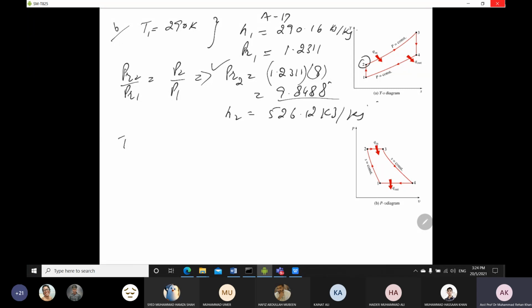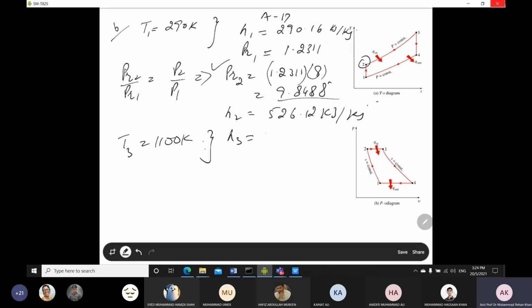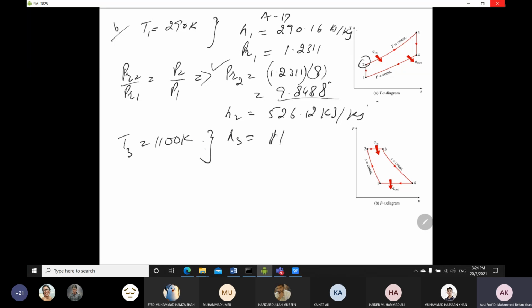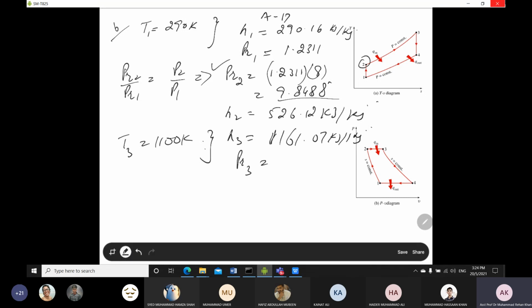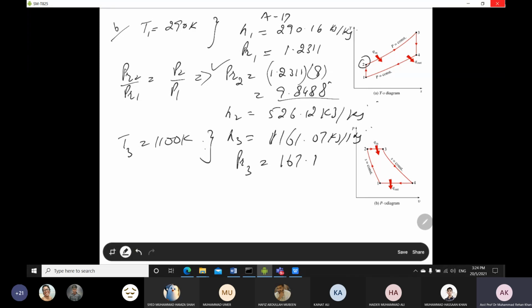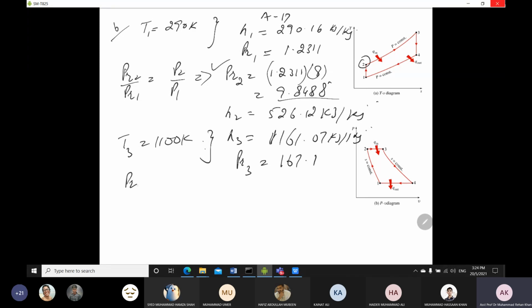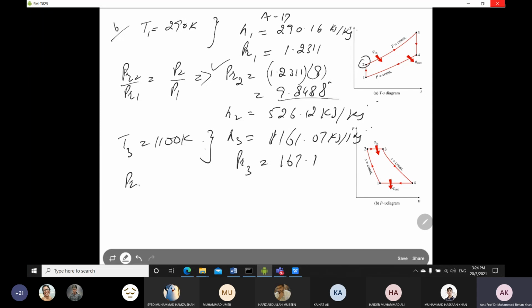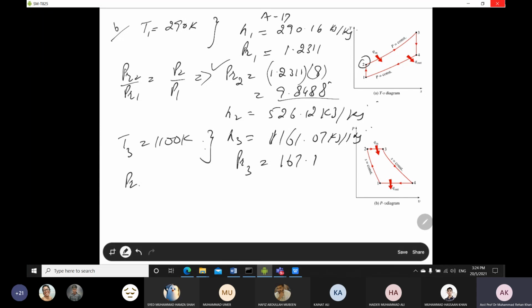Now coming to T3. T3 is equal to 1100 Kelvin from your problem statement. Simply go to the thermodynamic table and find the H3 value, which is 1161.07 kilojoule per kg. You also have to find another parameter, the relative pressure at point number 3, which is equal to 167.1, dimensionless. Now we can apply another isentropic relation for points 3 to 4, so that we can easily find the enthalpy at point number 4.